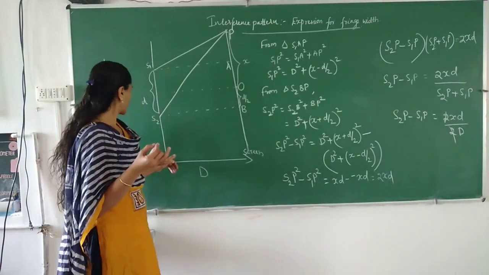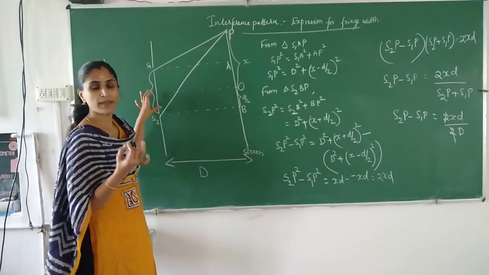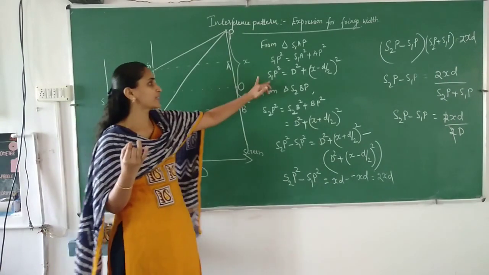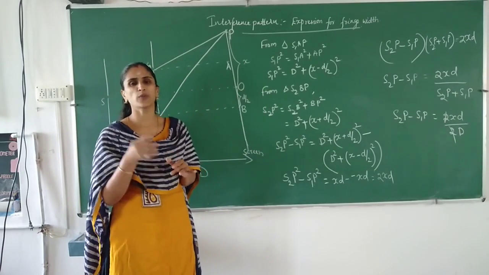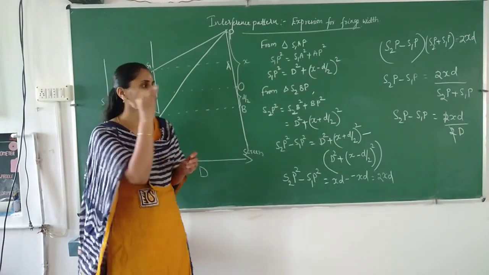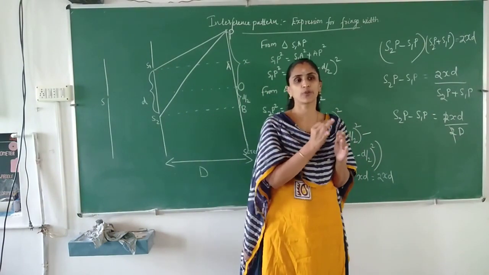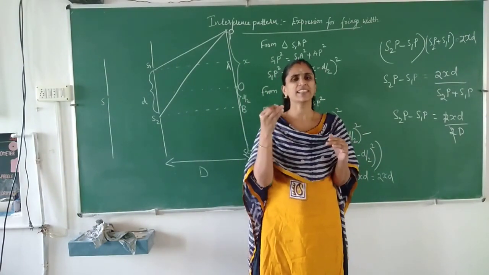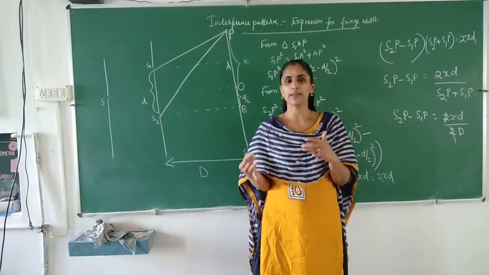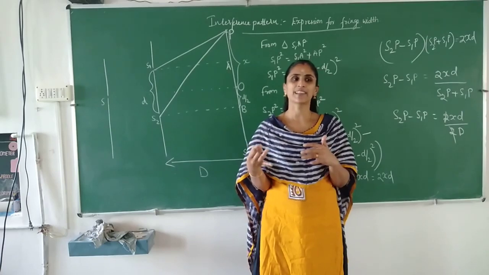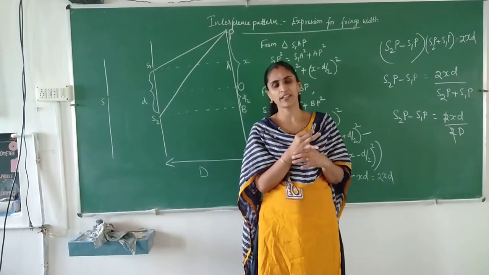For example, capital D has 1 meter and small d has 1 millimeter. If you substitute and find S2P square and S1P square, or S2P and S1P, you can see that if you find S2P plus S1P, that is very much closer to 2D. Okay, that error is but a difference. If you take S2P plus S1P as 2D, or separately if you find, the error will be 0.0005 like that, a very small percentage of error.